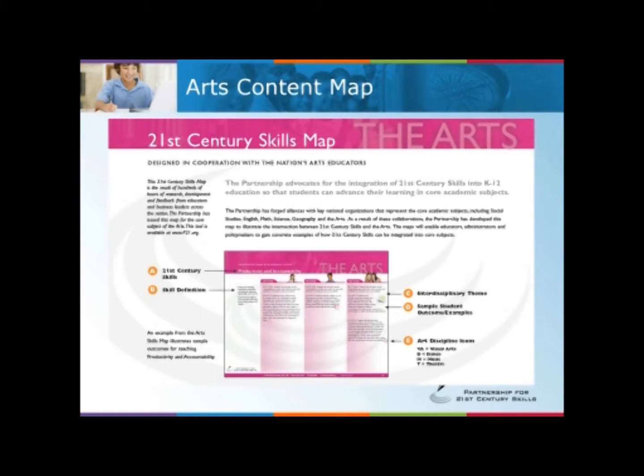For each element in the map, there is something showing what 21st century skill is addressed. In this little example here, it's productivity and accountability. There is on the left-hand column a definition of what that skill is. There are sample student outcomes and examples, and in each case then we have an outcome and an example.